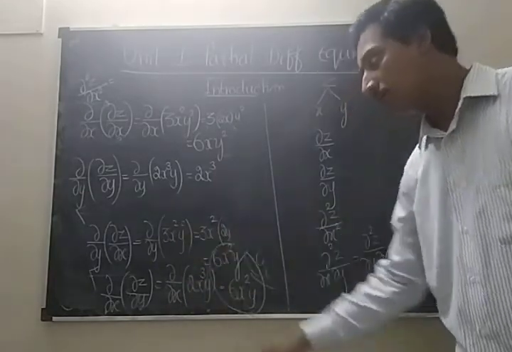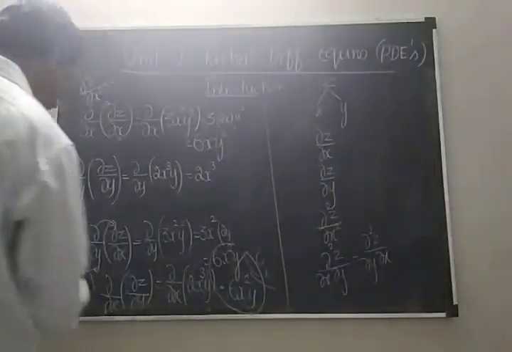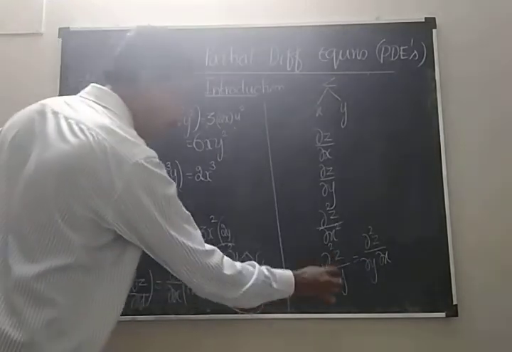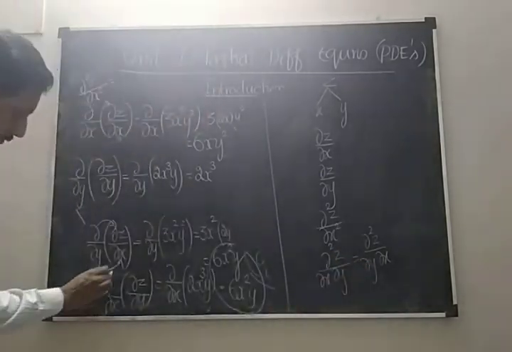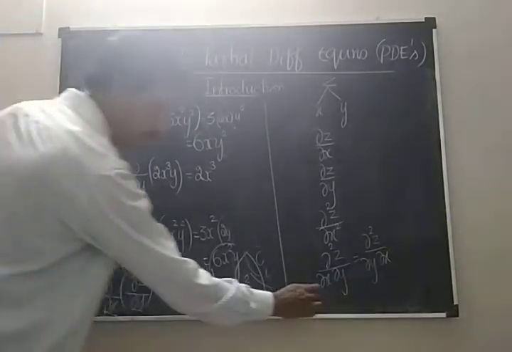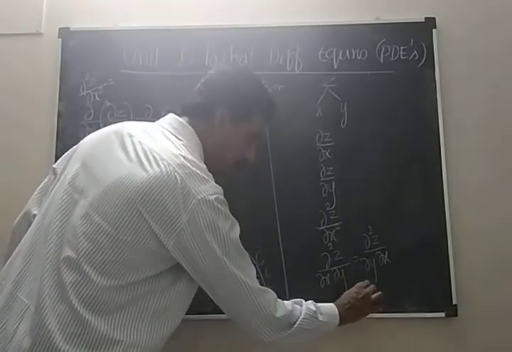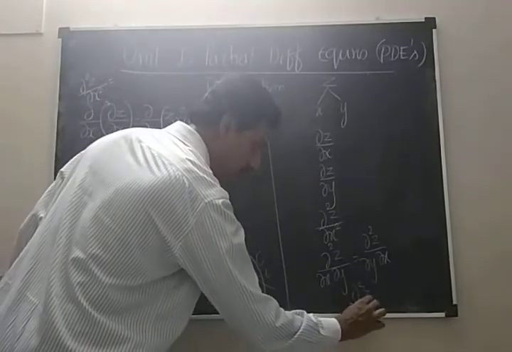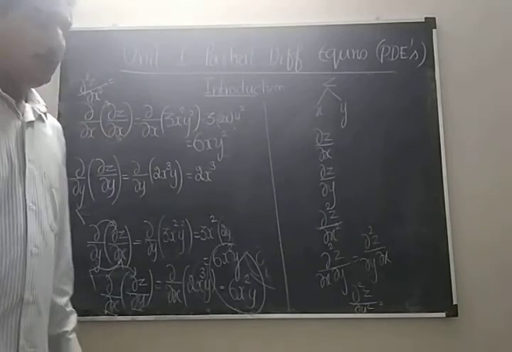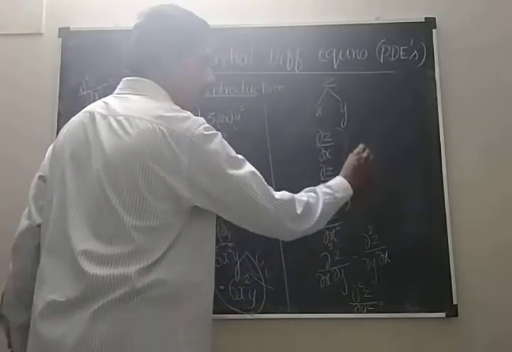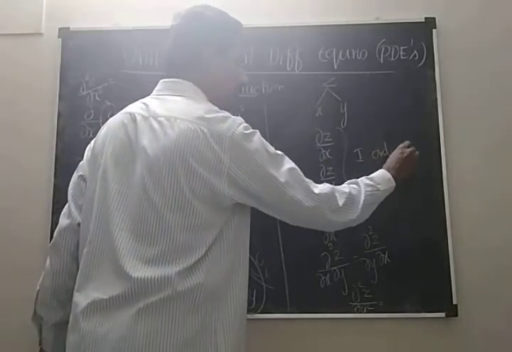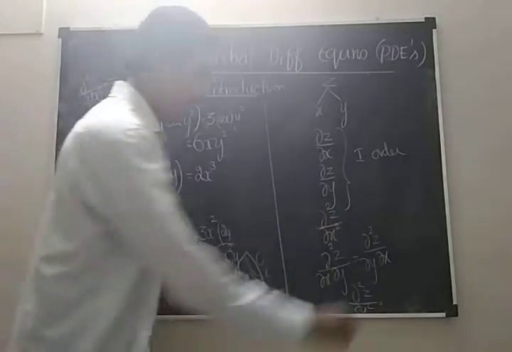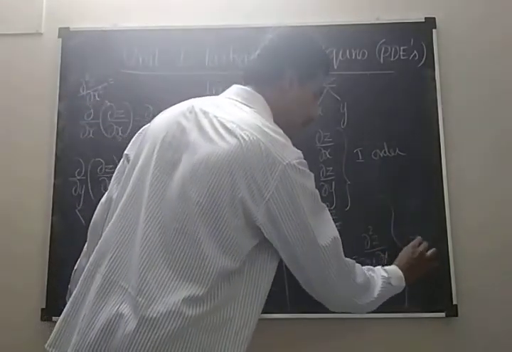What is ∂²? ∂ into ∂, ∂y into ∂x. So ∂y ∂x. Okay. ∂ into ∂, ∂x into ∂y. So ∂x ∂y. And finally, ∂²z/∂y². These are called the first order partial derivatives because we do only one time. These three are called the second order partial derivatives.